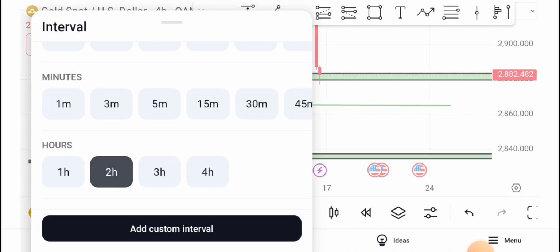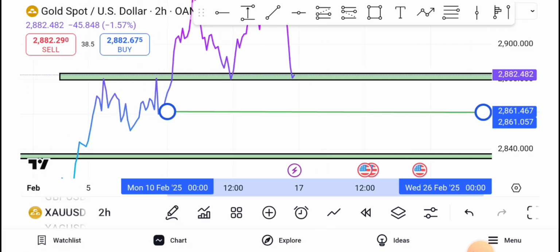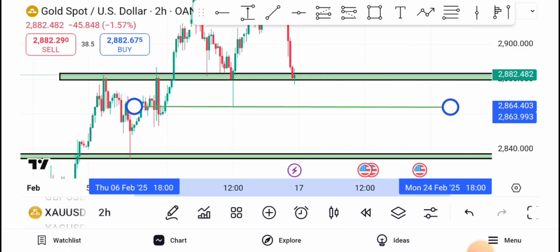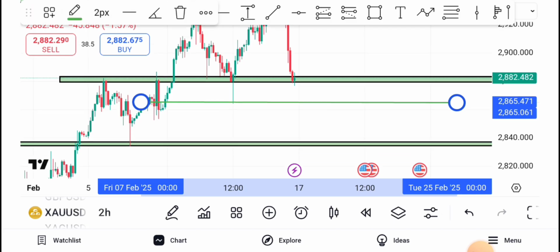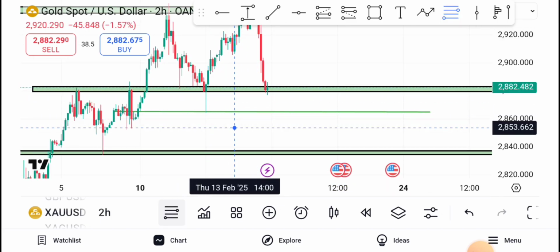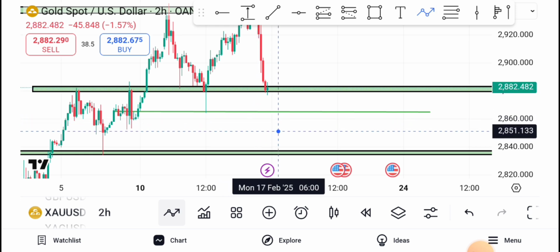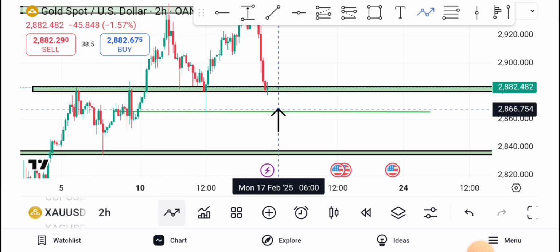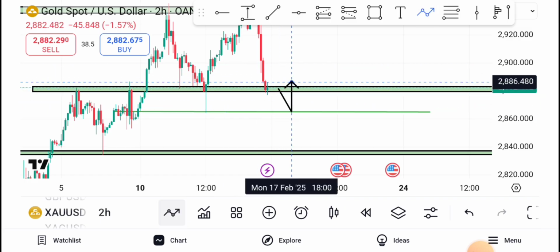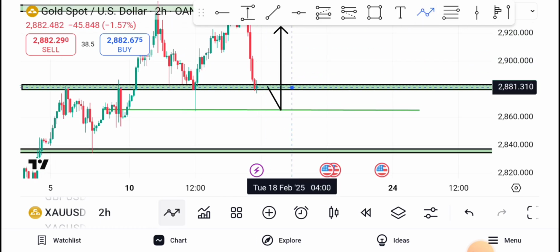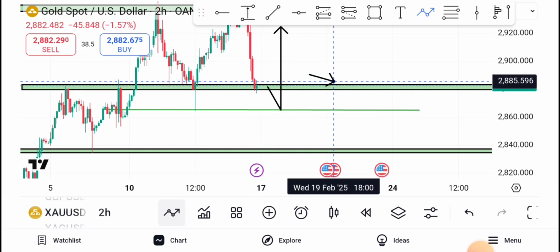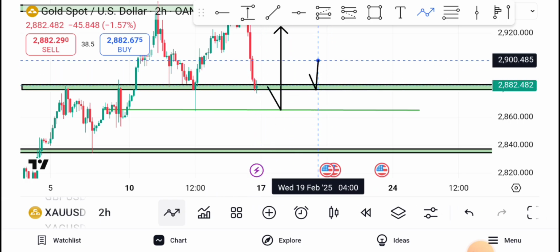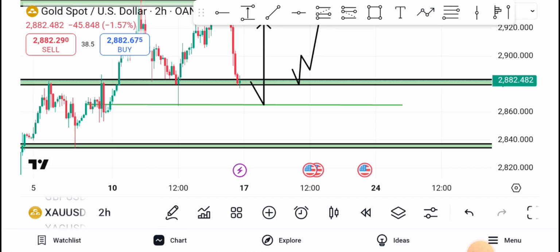Let me go to the 2 hour to simplify it. Yes, so it's this level here. See, we've already wicked into it here. So I'm expecting price may even come down for a deeper retest before we move to the upside like this. And if that fails to happen too, we can find a trade setup here for a buy. When you get a change of character, then we buy all the way to the upside.